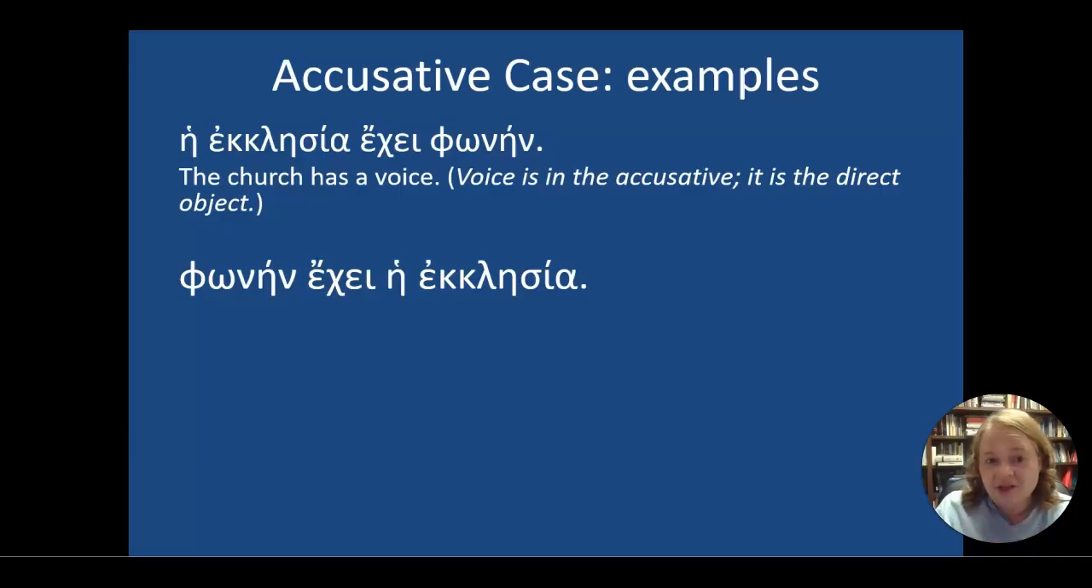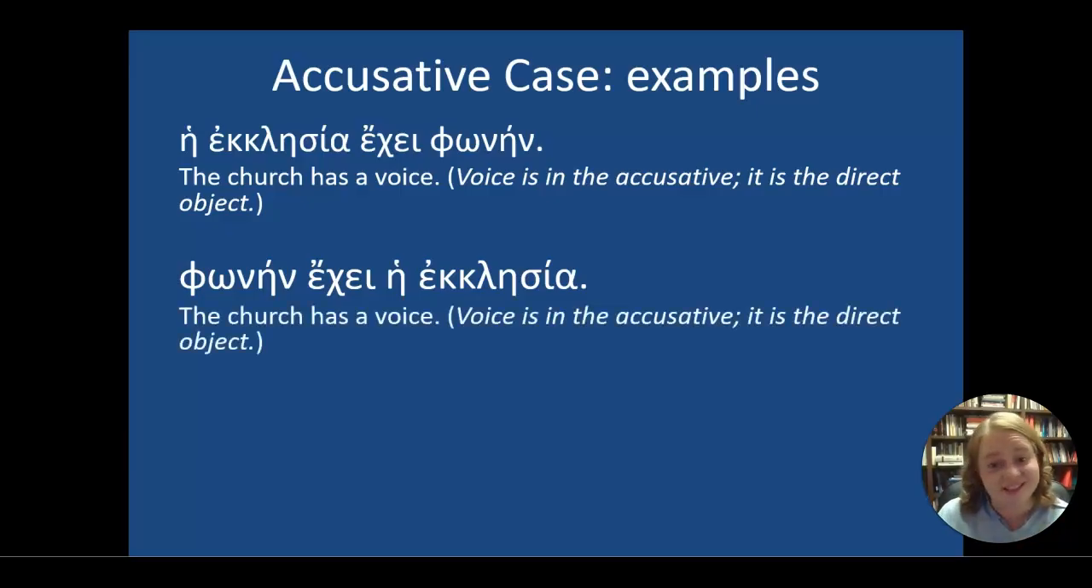But those same words can be moved around. Phonein, ekhe, he ecclesia. Again, start by finding your verb, always. Ekhe, has. He, she, or it has. What's my subject? He ecclesia, because I know he is the nominative. It's always going to be the subject. So the word that goes with he is always the word immediately following it. So he ecclesia, the church, has a voice. It's still the same sentence, even in a different order.